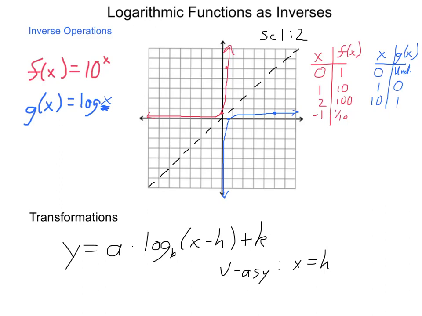So a becomes a multiplier, stretching it vertically. The x minus h will move our value right and left and cause our asymptote to happen, similar idea to having had an axis of symmetry. And our k value will shift our graph vertically by its value. And with this, we can follow simple patterns to graph any logarithmic function.